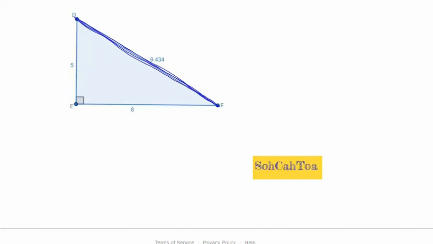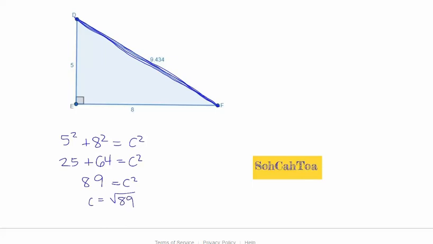Okay, so you should have done 5 squared plus 8 squared is equal to our hypotenuse squared. So that's 25 plus 64, which is 89, equals c squared. So you should have gotten that our hypotenuse is the same as if we were to calculate the square root of 89. All right, now let's find the measure of angle F.